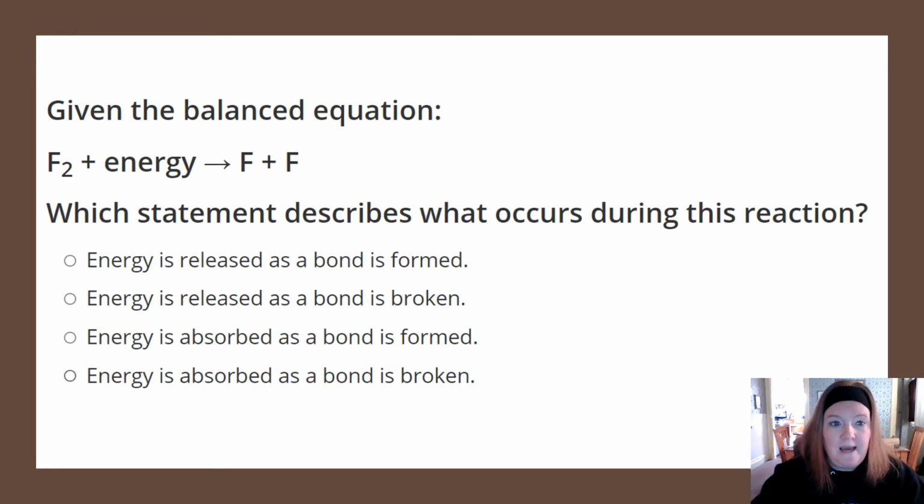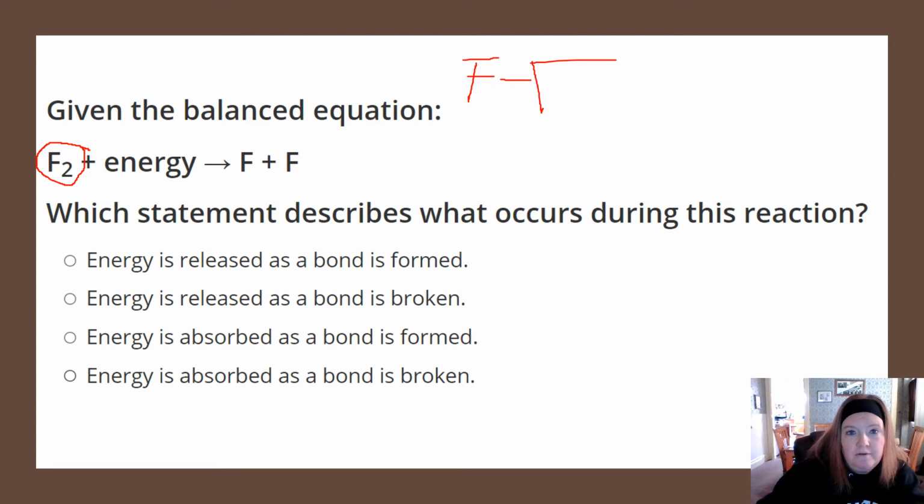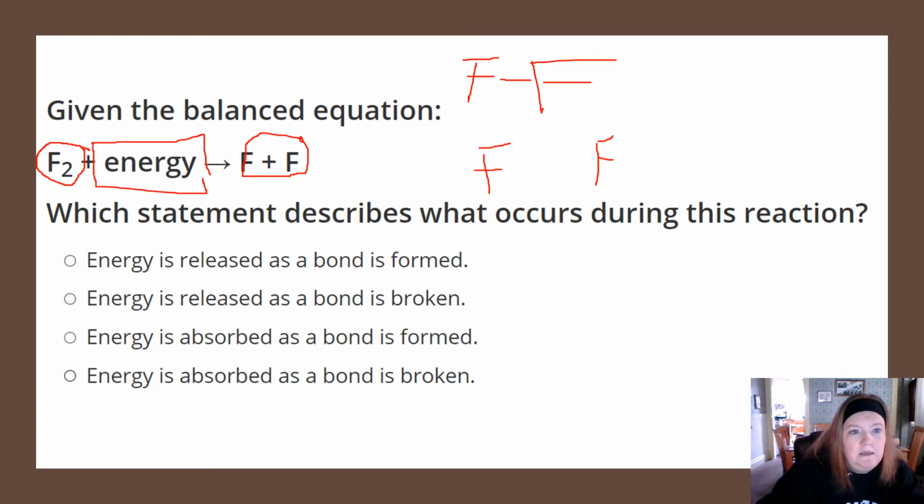Okay, let's look at what is happening here. It says, given this equation, it's balanced. Which statement describes what occurs in this reaction? So let's look at it. We started with this, F2. That means two F's connected together. It would be F, F. On this side, we have the F's, the fluorines, but they're separated. They're no longer bonded.